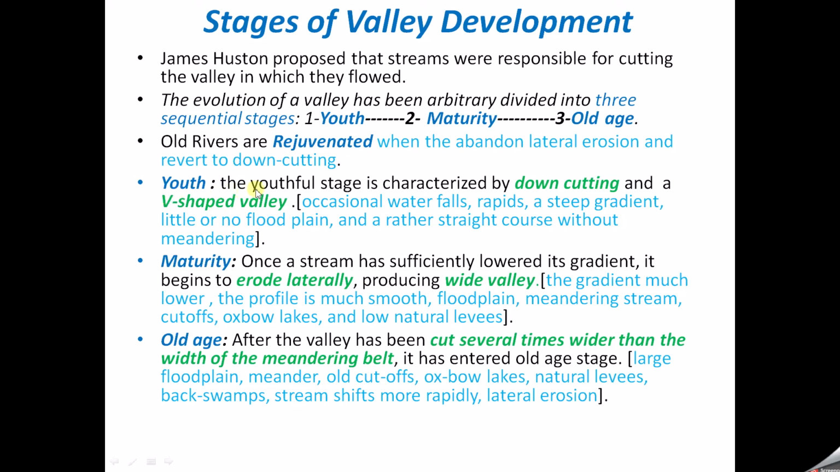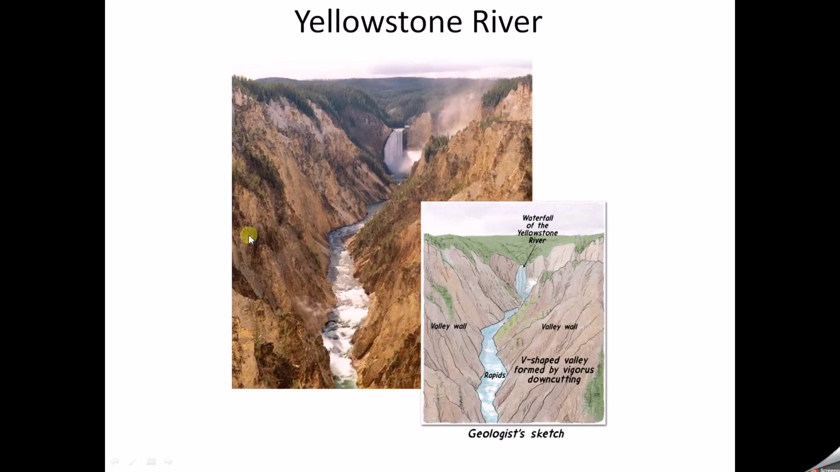What's the youth stage? The youthful stage is characterized by down cutting and a V-shaped valley, occasional waterfalls, rapids, steep gradient, little or no floodplains, and a rather straight course without meandering. The V-shape, youth, is usually upstream. So this is the youth. You have a straight course, you have waterfalls, cutting down and ahead.